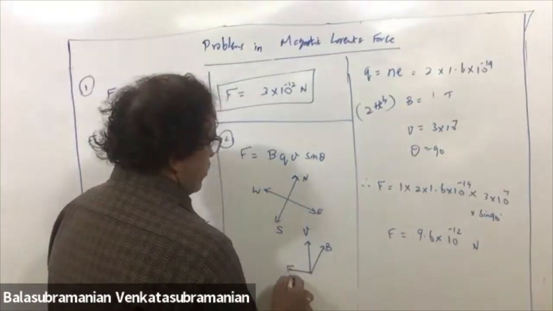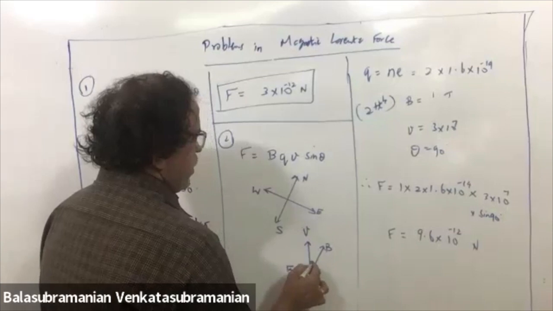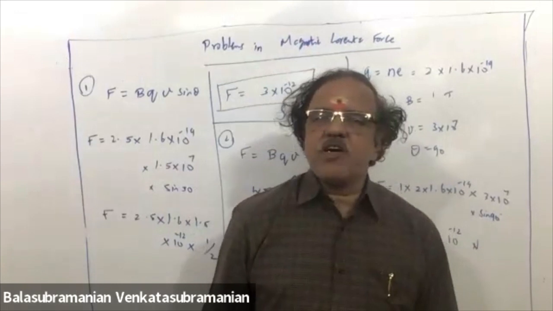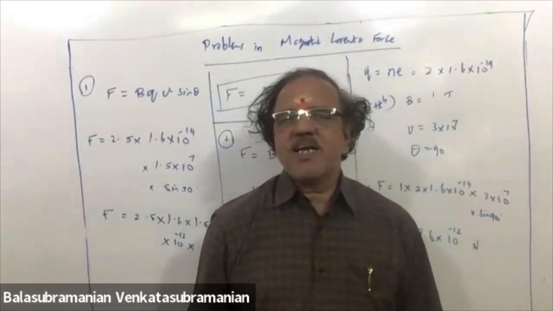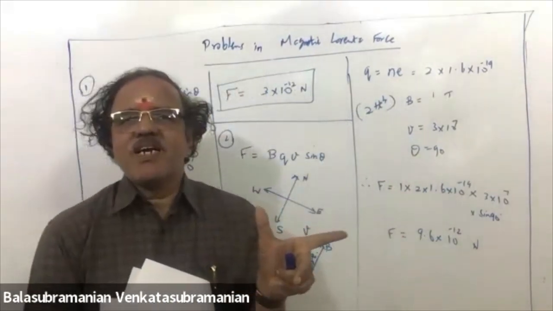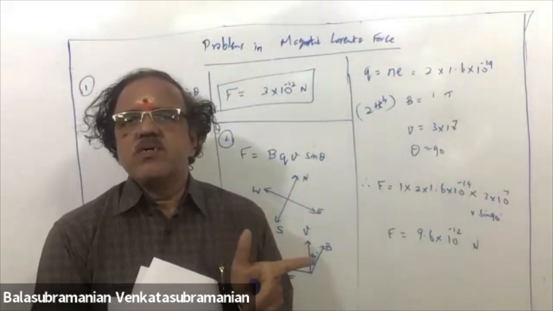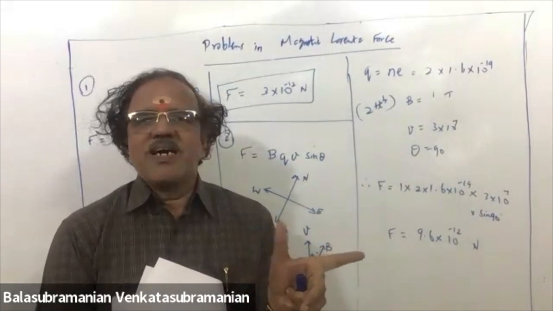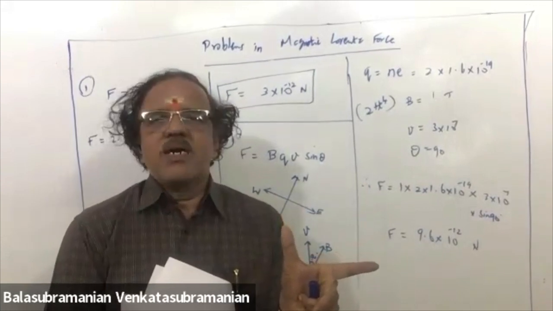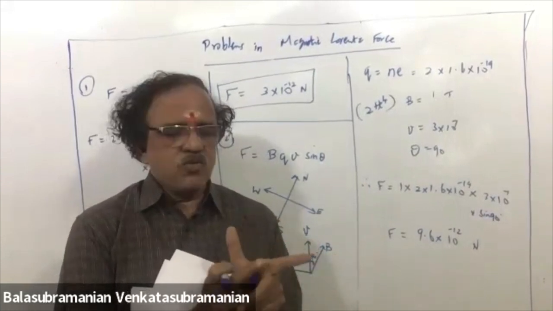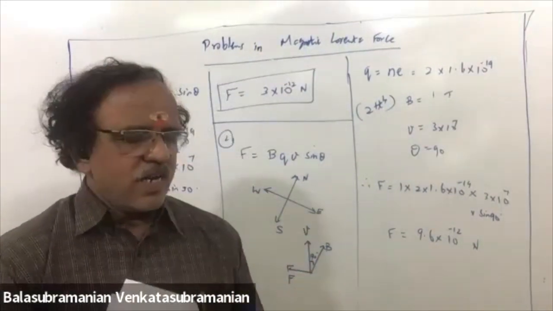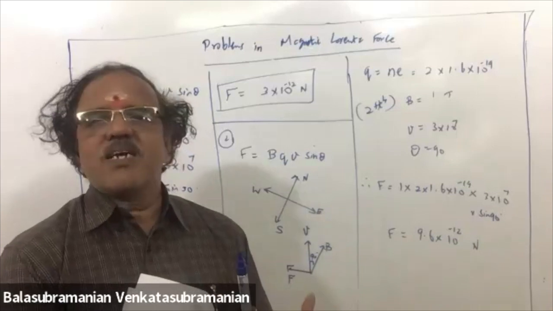This is the direction of force. These two are perpendicular. Magnetic field is placed perpendicular is a question. The direction of force will be according to Fleming's left hand rule. This is the four-finger direction of magnetic field, and this is force. These two are perpendicular. Particle is moving vertically upward.